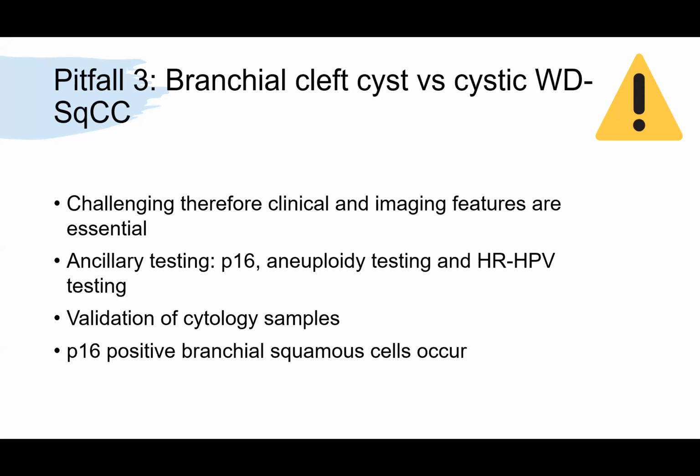And just to remind you that you can have P16 positive squamous cells which occur in branchial cleft cysts. So this requires correlation with the clinical picture of what this could be. So in isolation alone, you would not use this to be definitive, but it may be a helpful adjunct.